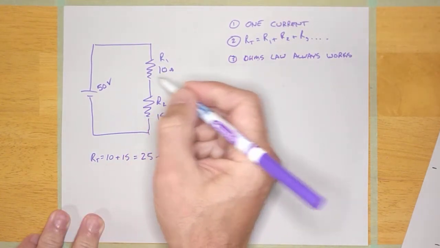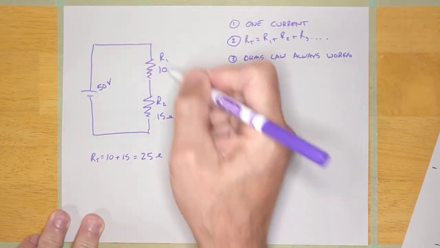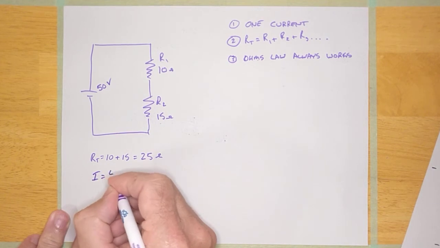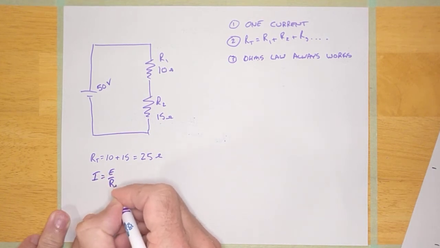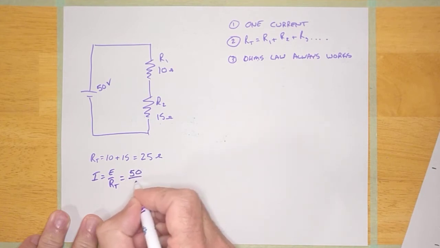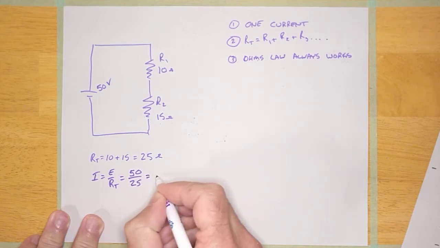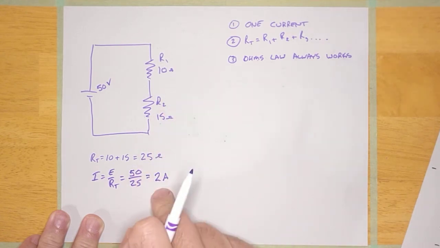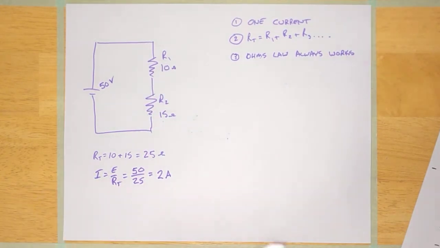I can actually apply Ohm's law to the entire circuit, which means I will be E over RT, right, guys? And so it is going to be, in this case, 50 over 25. So it looks like the current is going to be 2 amps. Okay, pretty simple. But let's apply Ohm's law to the individual components, because I can do that too.